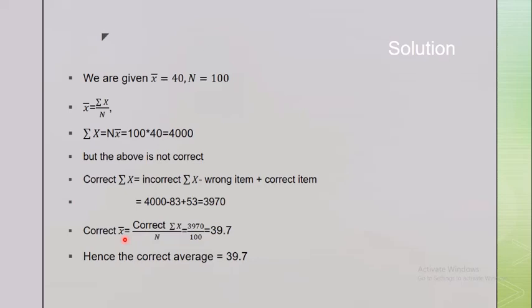And the correct x bar, or the correct mean, or the correct average, is the correct summation divided by n, which is equal to 3970 divided by 100, which is equal to 39.7. So this is the correct average, right?